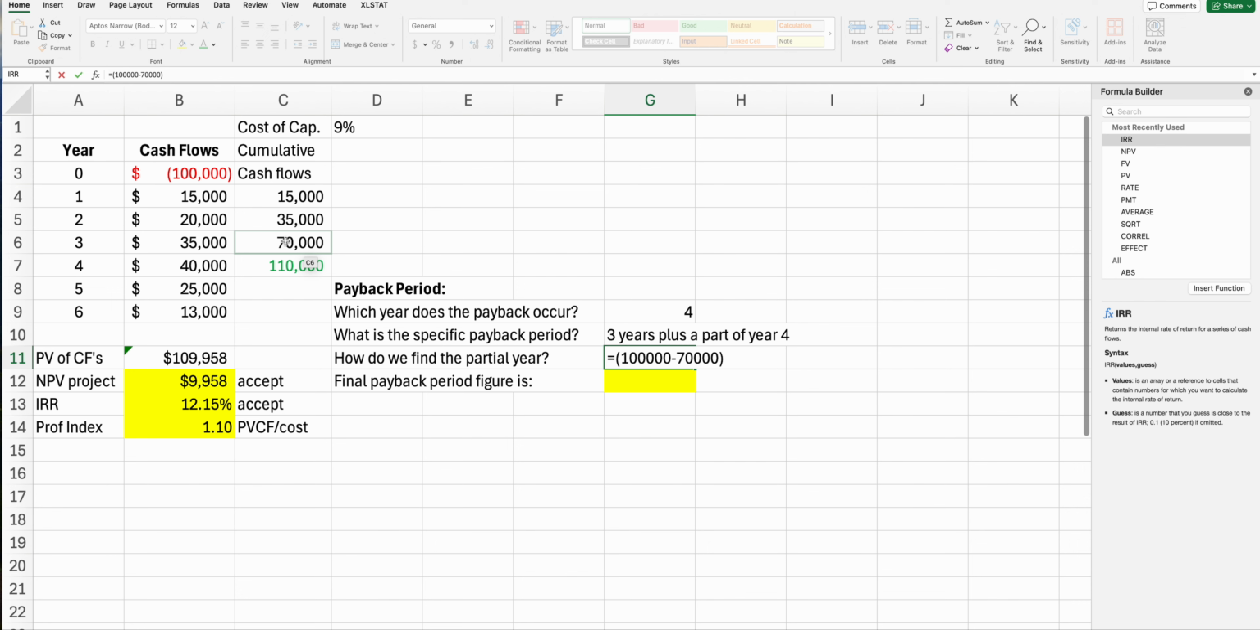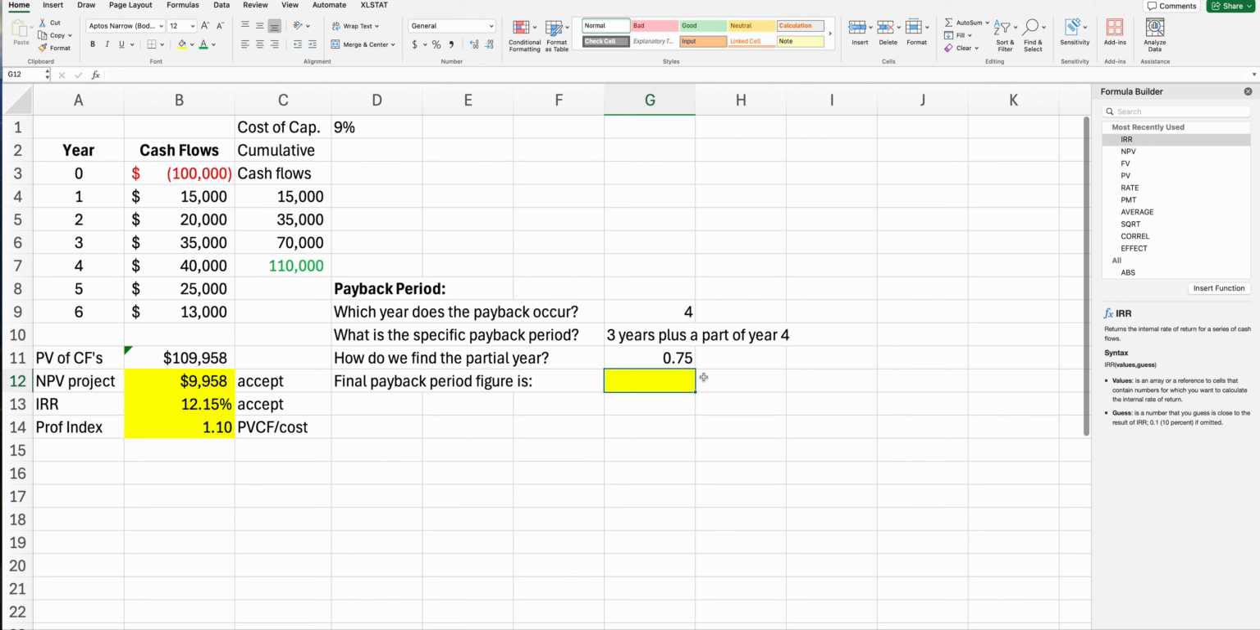All right. Now, where is that $30,000 of additional cash flow going to come from? Well, it's going to come from year 4 cash flow. What is year 4's cash flow? Well, year 4's cash flow is not 110. That would be the cumulative through year 4, including all 4 years. Year 4's cash flow is $40,000. So I'm going to divide that $30,000 here that we have in the numerator by the $40,000 cash flow that we generate in year 4. Okay, and that gives us 0.75.